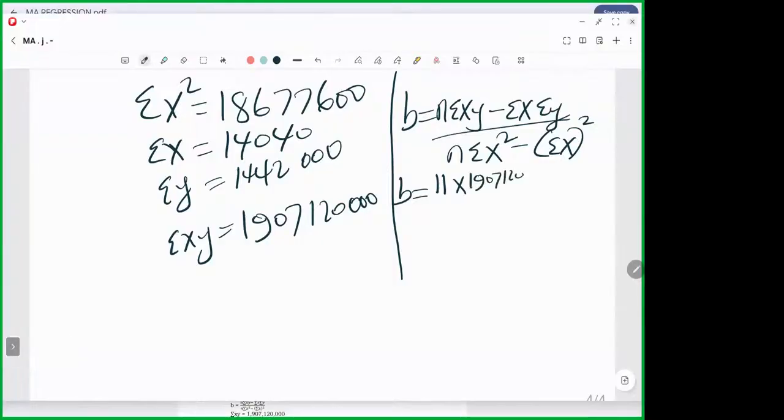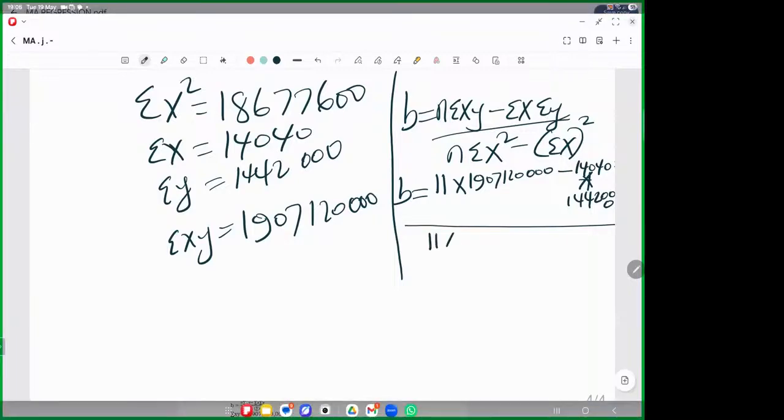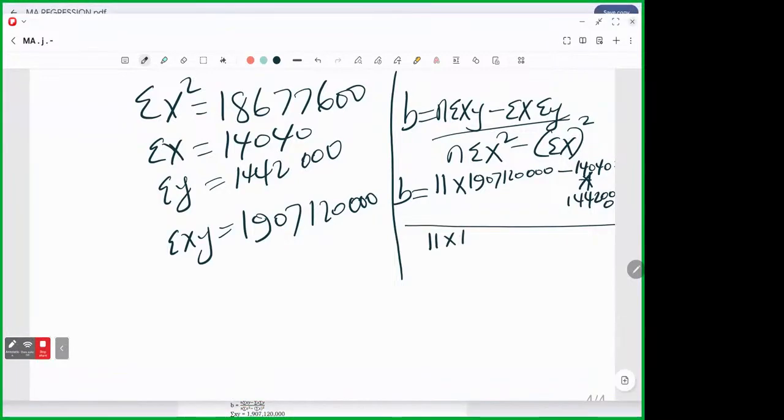1,907,120,000 minus summation of x, which is here, 14,040, times summation of y, 1,442,000, then everything to be divided by n again, which is 11, times summation of x squared, 18,677,600, minus sum of x alone, which is 14,040, then squared like that.